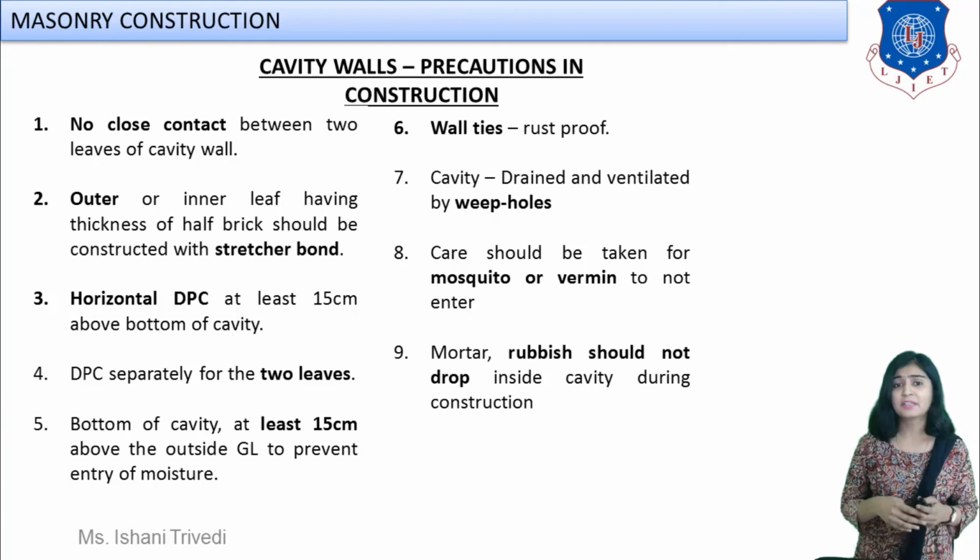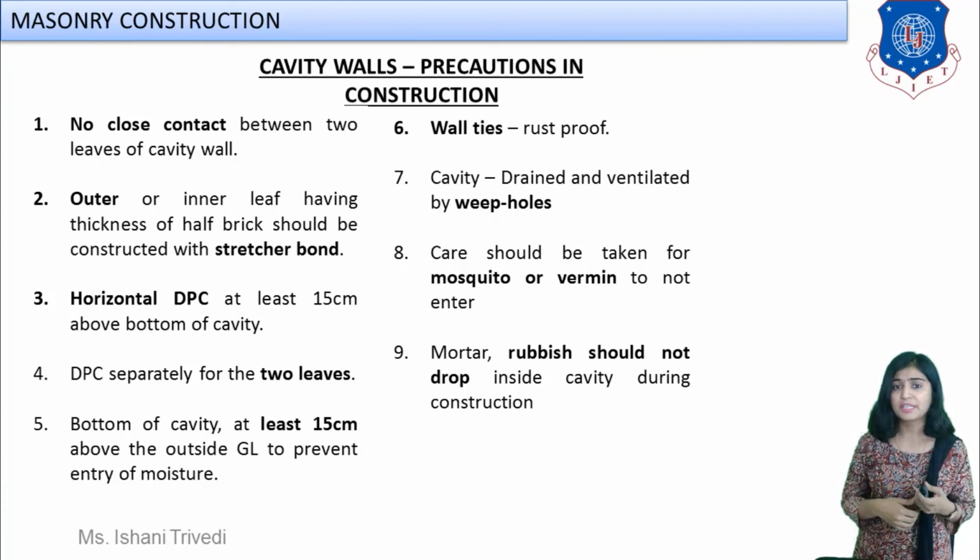Next, if we talk about the outer leaf or the inner leaf, either leaf may be of one brick thickness, but either of them should be made up of stretcher course only. It is desirable to make it of stretcher course. It will be more efficient as compared to other types of bond.